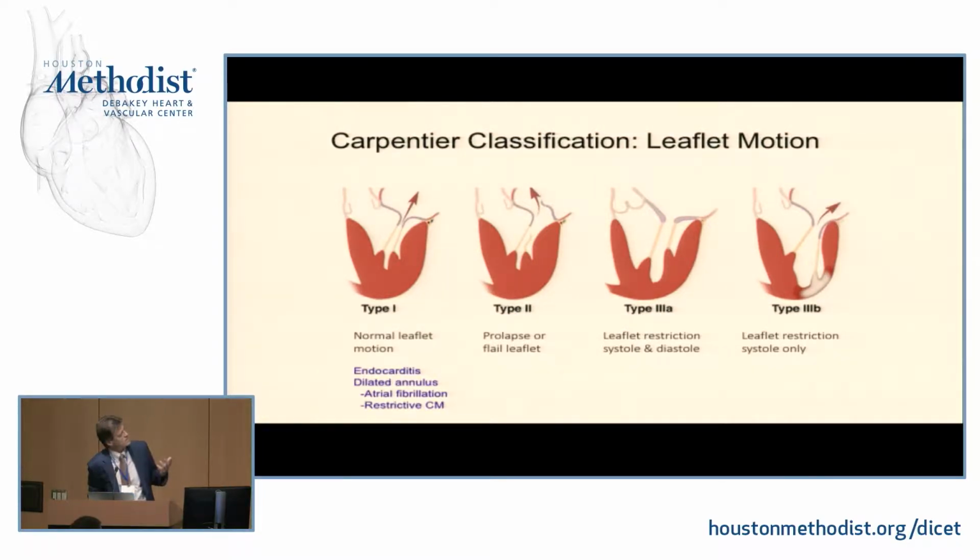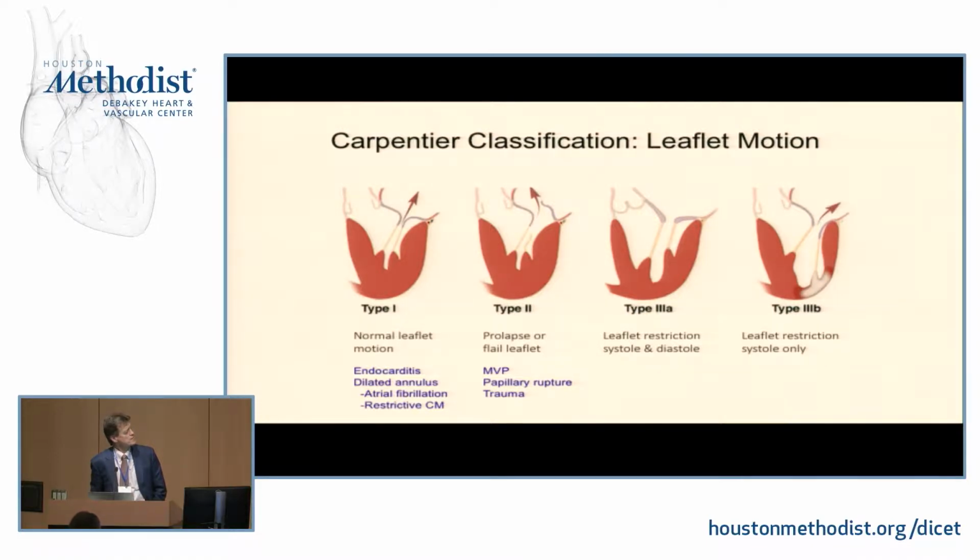So if you think about what causes this, type 1 could be endocarditis, a perforated leaflet, or a vegetation where the motion of the leaflets is okay. More commonly, it's a dilated annulus. And it's important to know that, because if it's a dilated annulus, an annuloplasty ought to work. That's usually from AFib or even a restrictive cardiomyopathy where the atria and the annulus are dilated.